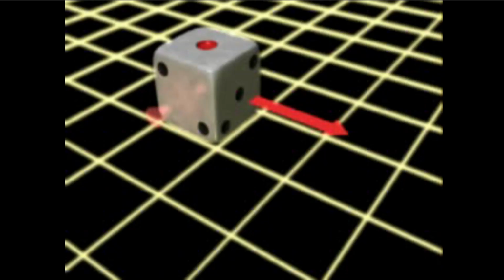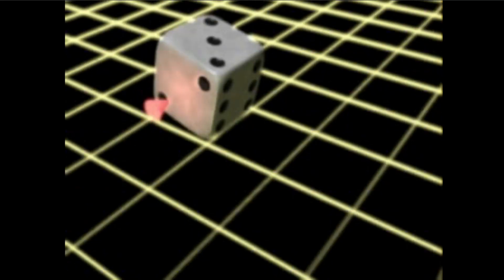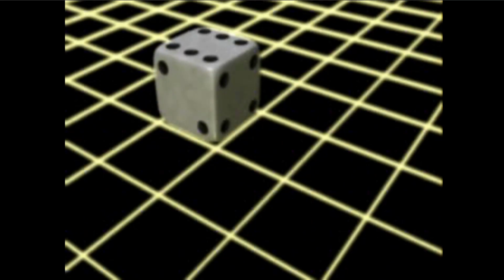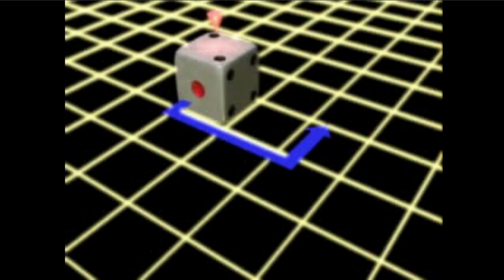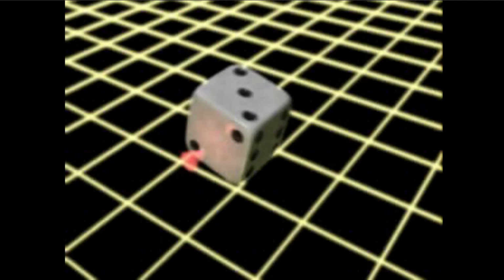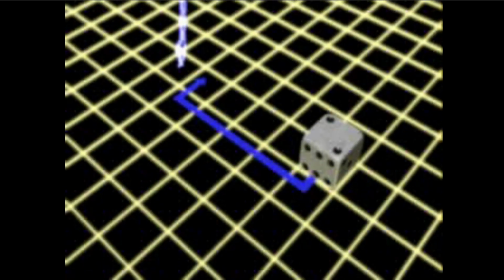Now, notice the red mark. No matter how many times the die is rolled, this side will always remain a 2. By utilizing this technique, the player can move the die around the field without changing the number on a particular side.